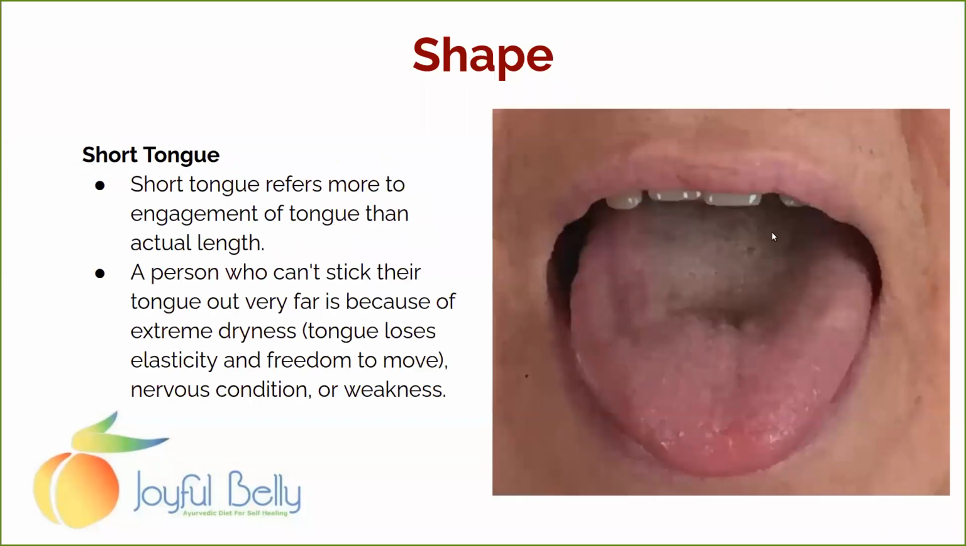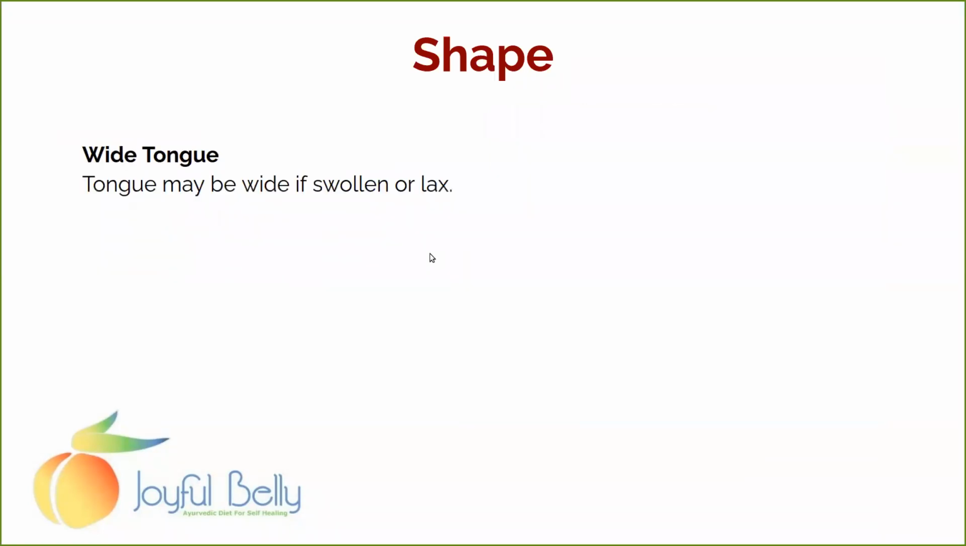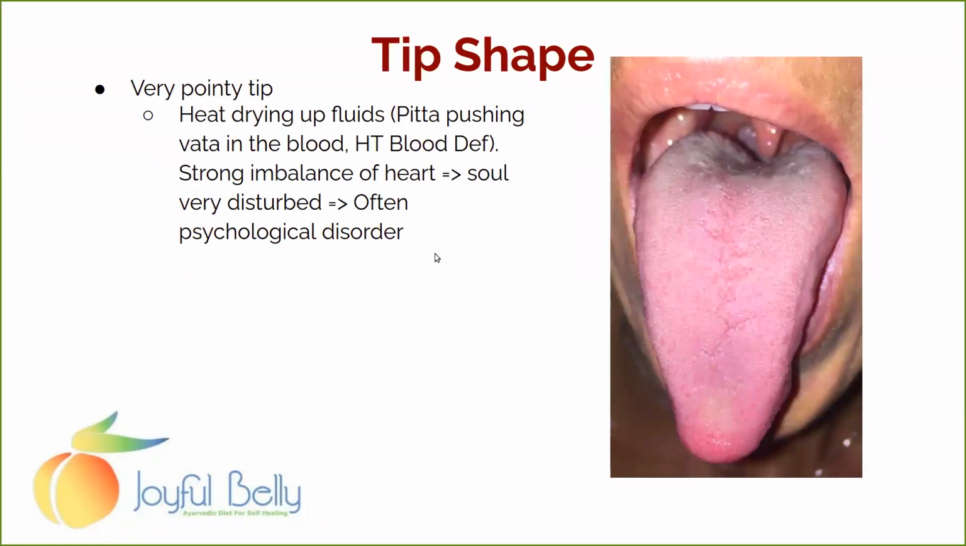Here's a very short tongue. It looks like the client doesn't have enough energy to even get their own tongue out of their mouth. Severe depression in the root, gray coating, and the tongue looks cold and dark. So this is a person who, to me, looks very weak. All right, very pointy tip can be a sign of lots of heat drying up the fluids also.